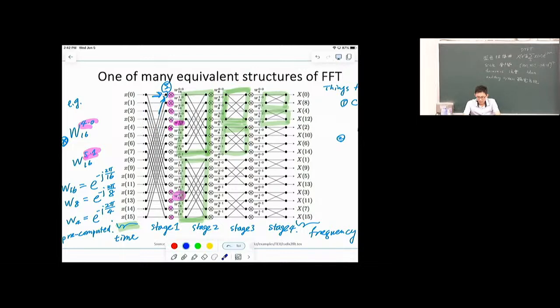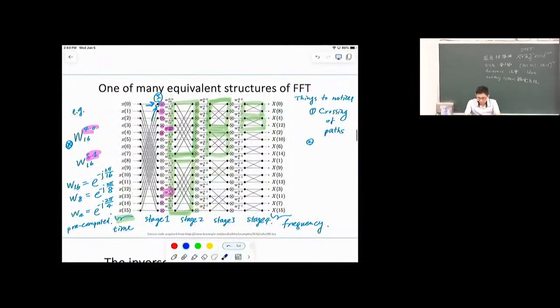Okay, and in the end, in the final stage, we just need to sum up. The last stage does not even require us to perform multiplication. Surprisingly.